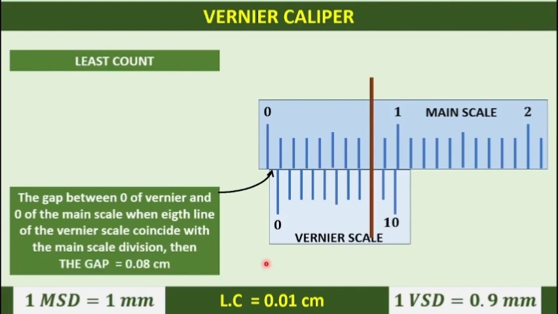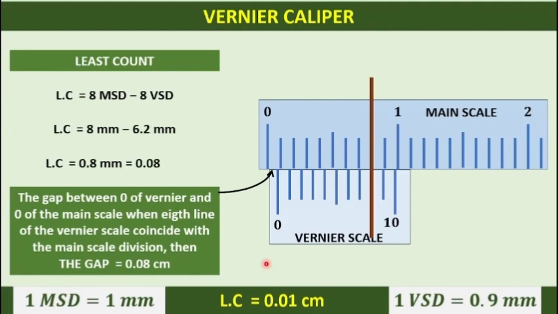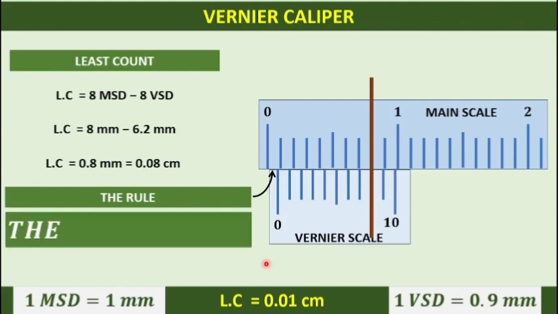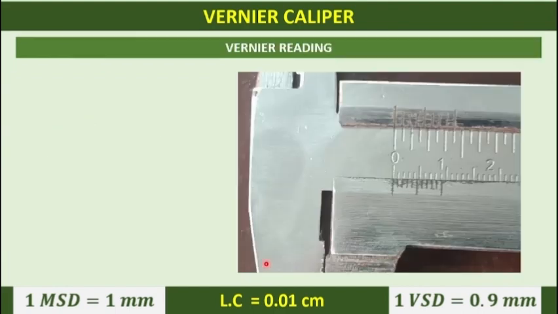Similarly, now the 8th line coincides. The gap is 0.08 centimeter. The gap equals 0.8 mm equals 0.08 centimeter. The general rule: the gap equals the vernier coincidence multiplied by the least count. Vernier reading.